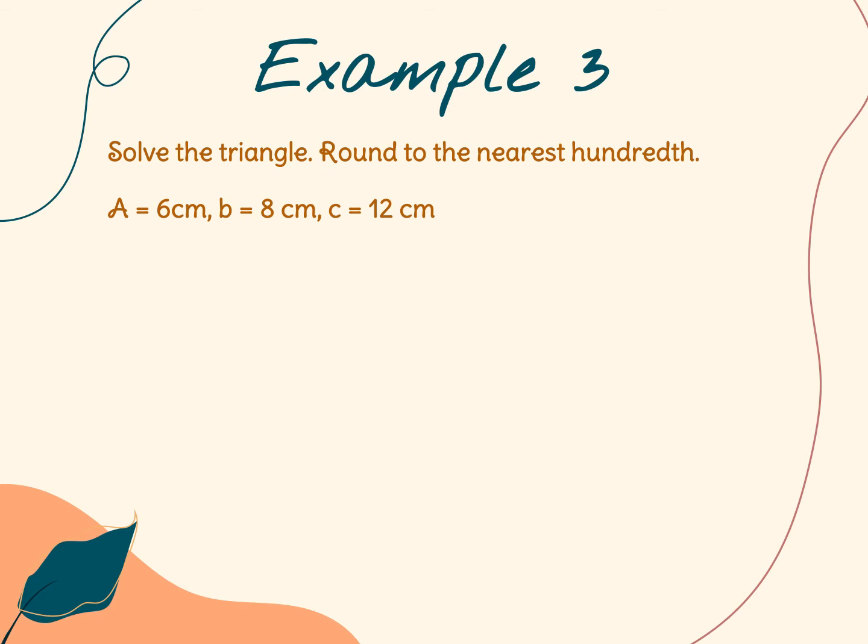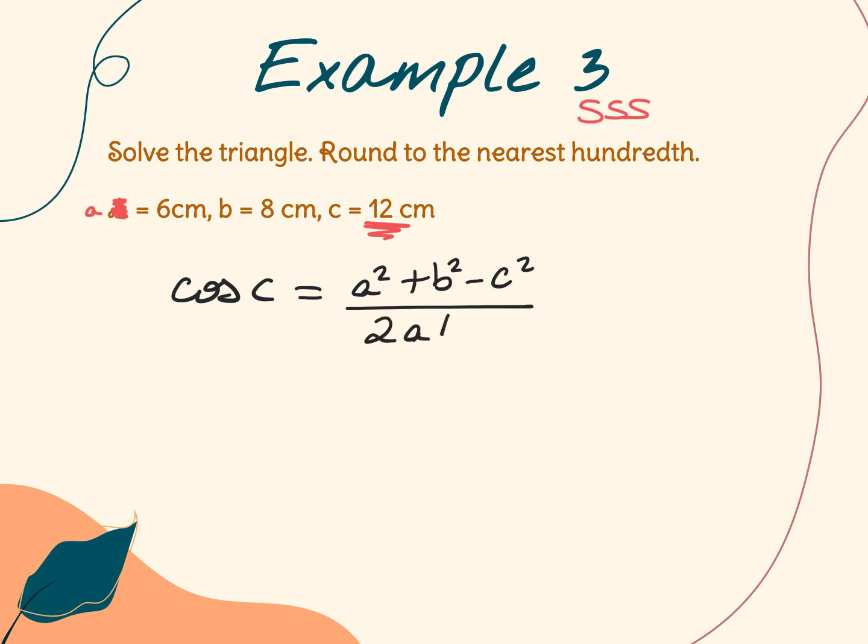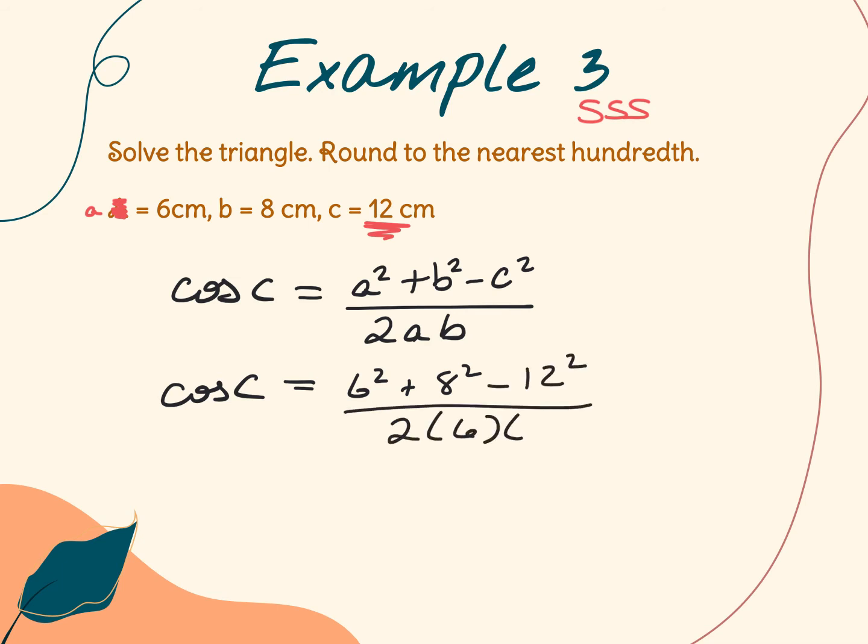So example 3, notice, now this is a typo, this should be a lowercase a here. So this is another side, side, side. Remember, step number 1, find the largest angle first. So my biggest number here is the 12, so I'm going to be finding angle C first. I'm using the alternate form, so I'm going to be doing cosine of C is equal to a squared plus b squared minus c squared divided by 2 times a times b. I'm going to fill in my numbers. A is 6, b is 8, c is 12. And then 2 times 6 times 8.